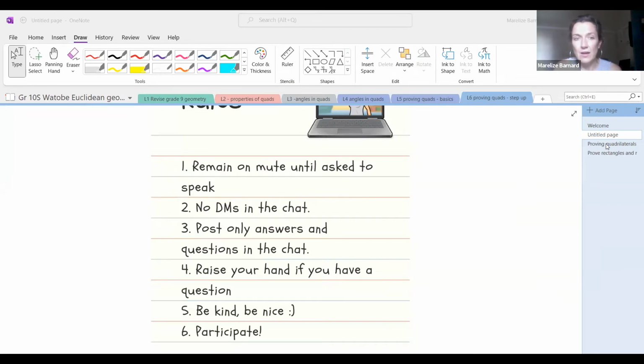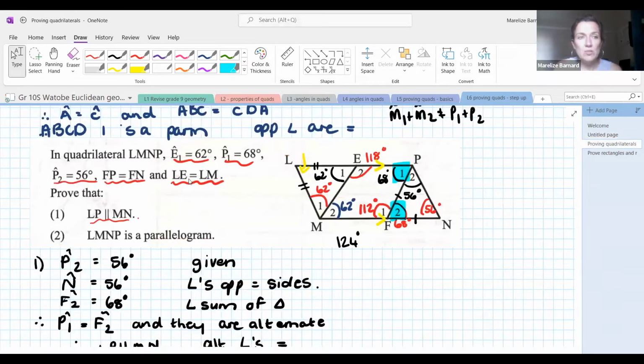Let's actually go to our lesson. So I just want to go back to this question we did on Tuesday, and there was some confusion, mostly on my part, about this question. I thought the question didn't work, but it does work.